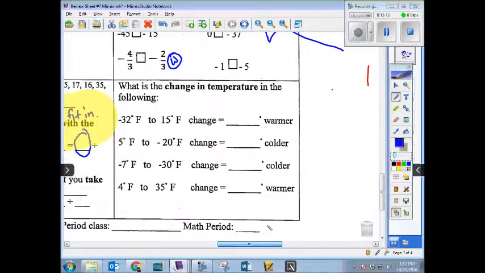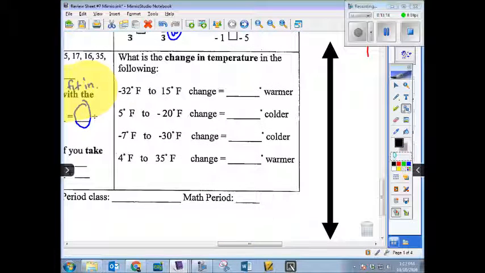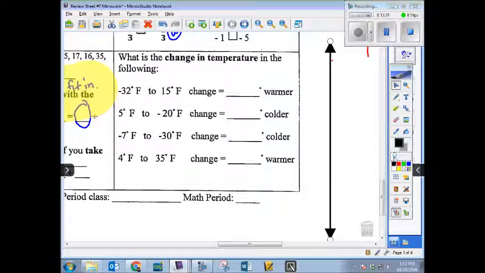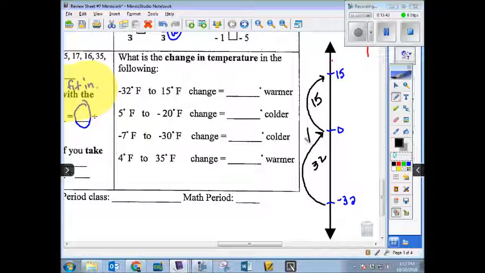Okay? Change in temperature. Guys, I would want you to use a thermometer on this question, because I think it makes it easy. Like this first one, -32 to 15. Well, if I know 0's there, -32 would be down here somewhere, and 15 would be up here somewhere. If I'm figuring out the change in temperature, it would have to go up 32 degrees just to get back to 0. Then it would have to go up another 15 to get up to 15 degrees. We've got to add those because we went across 0. So that would give us 47 degrees.